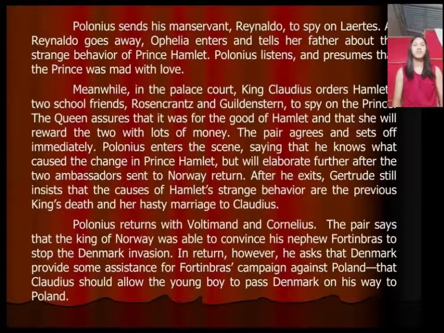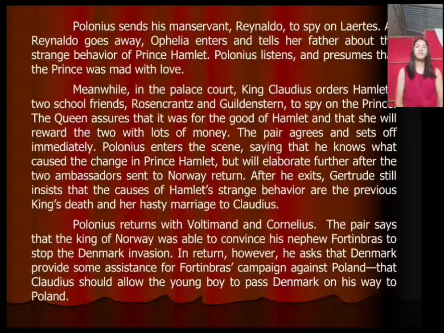Act 2. Polonius sends his manservant Rinaldo to spy on Laertes in France. As Rinaldo goes away, Ophelia enters and tells her father about the strange behavior of Prince Hamlet. Polonius listens and presumes that the prince was mad with love.